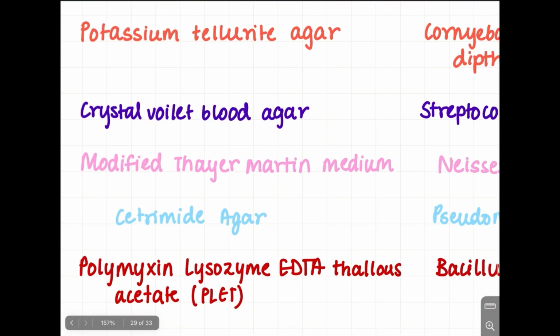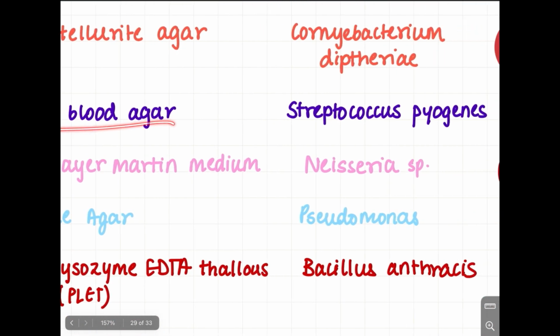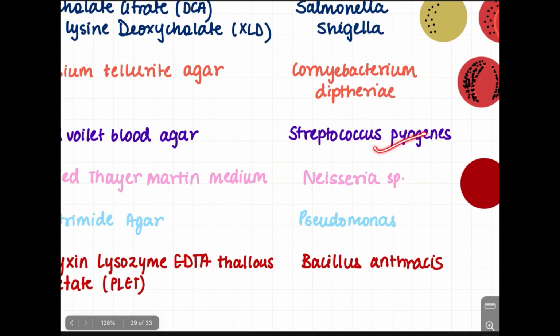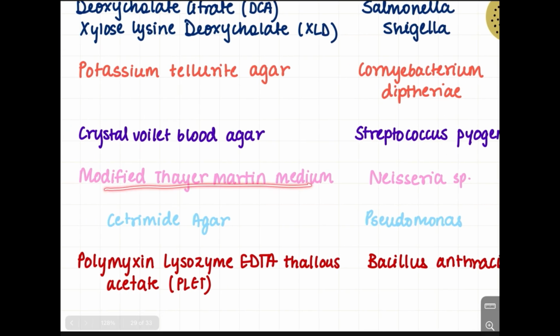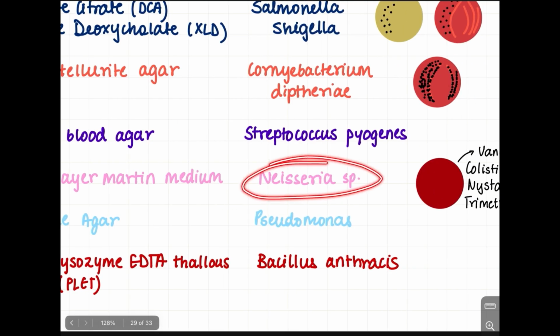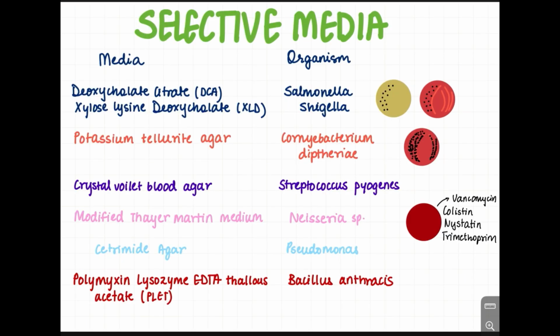The next one is crystal violet blood agar. It is used for Streptococcus pyogenes. The next is modified Thayer-Martin medium. It is used for Neisseria species, both Neisseria meningitidis and Neisseria gonorrhoeae. The contents of modified Thayer-Martin medium were actually asked in NEET PG or INI-CET, so it's an important PYQ.